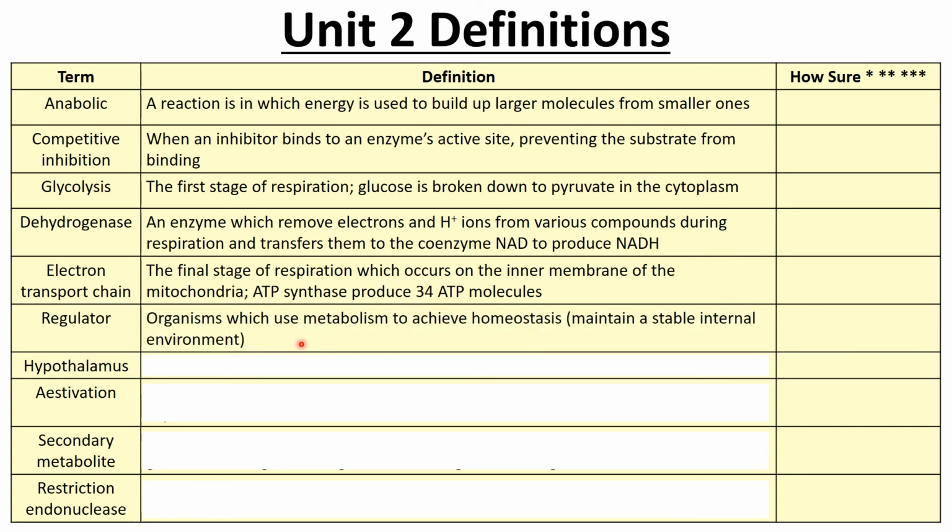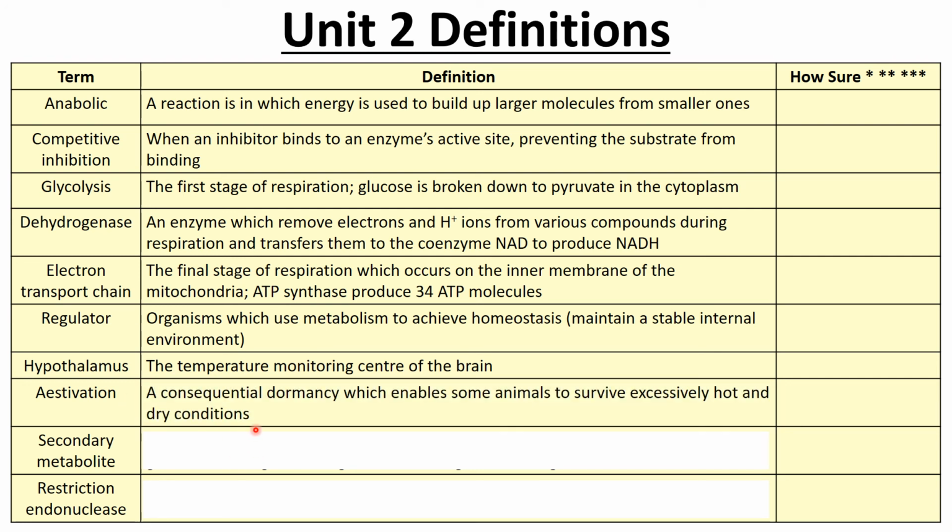A regulator, so that is an organism which uses metabolism to achieve homeostasis, so that maintains a stable internal environment. The example is if you become too hot or too cold, your hypothalamus detects that, and then you have negative feedback mechanisms which result in sweating, or you're losing heat because blood goes to your skin and so on. And then hypothalamus, that, as I said, monitors your body temperature.